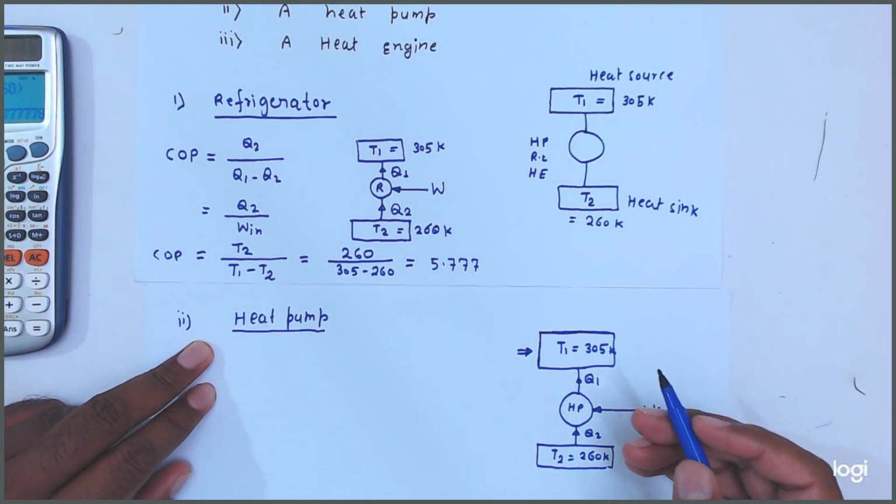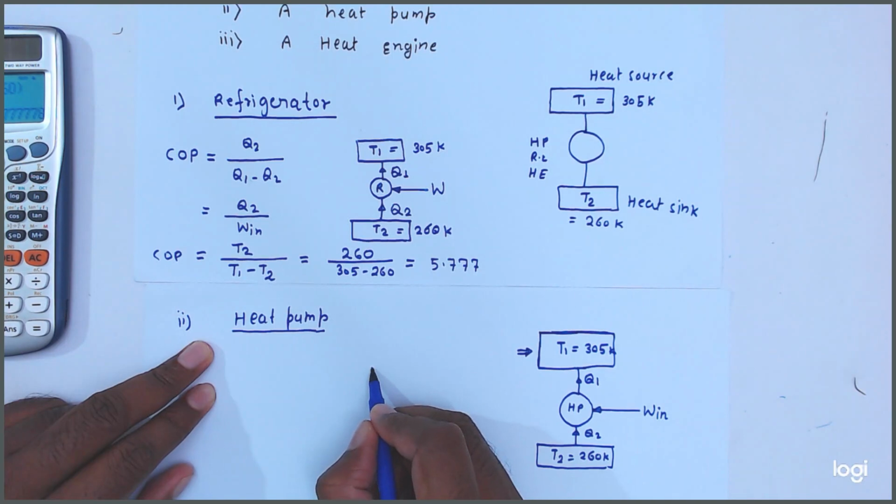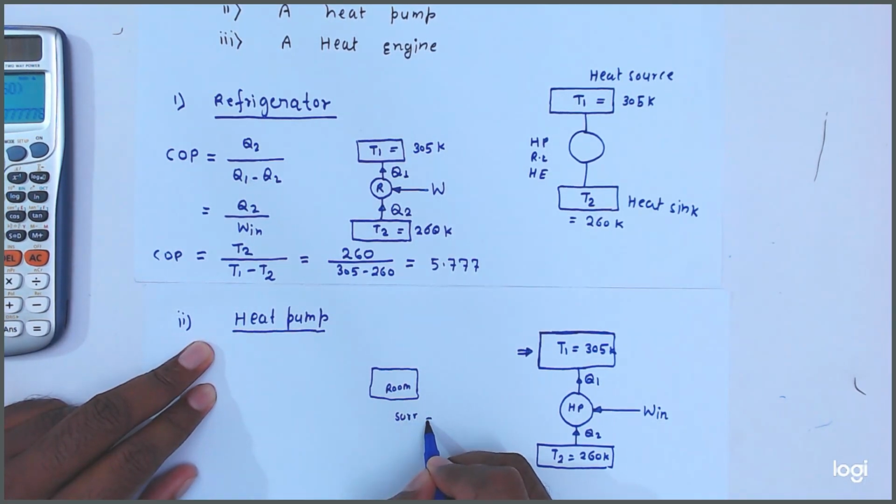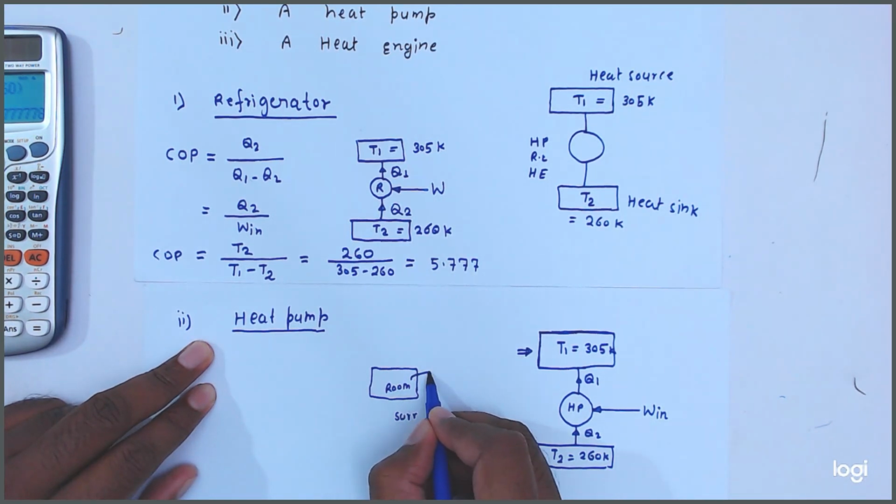Okay, like here friends, this is the room. In winter season, this is the surrounding. Here 5 degrees centigrade, but we have to maintain this room at 20 degrees centigrade.